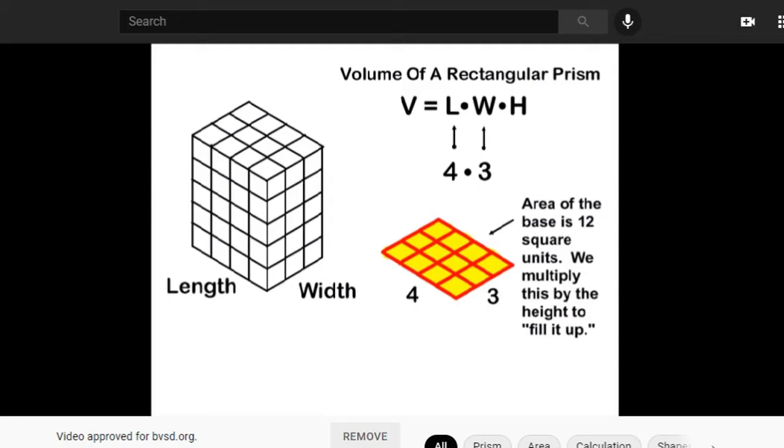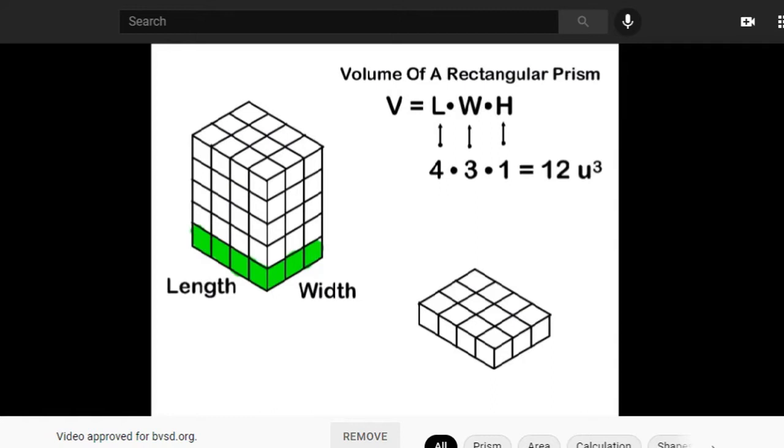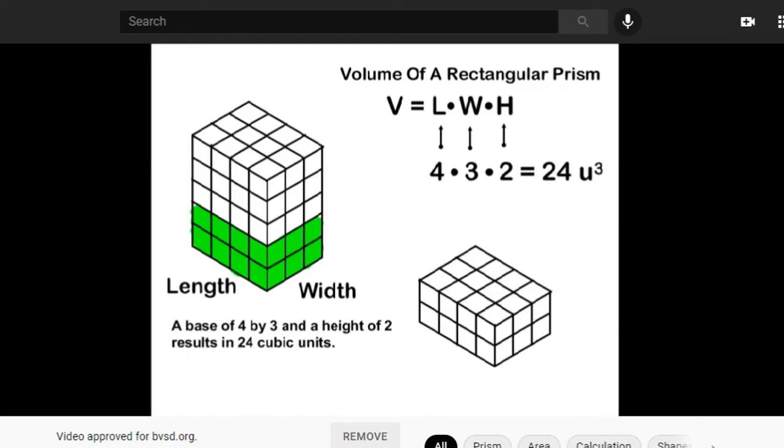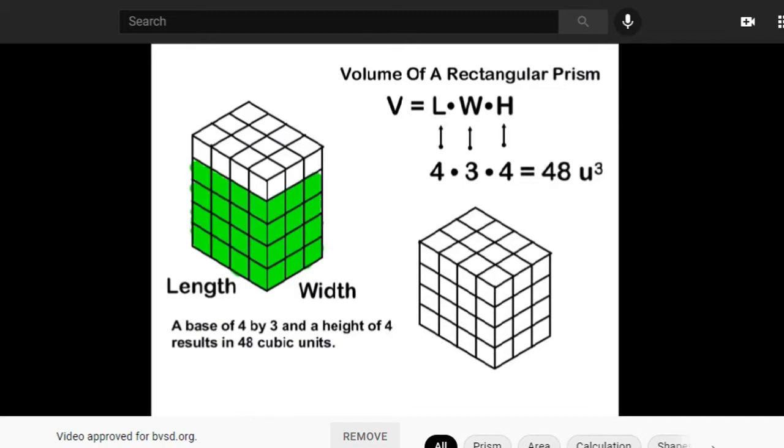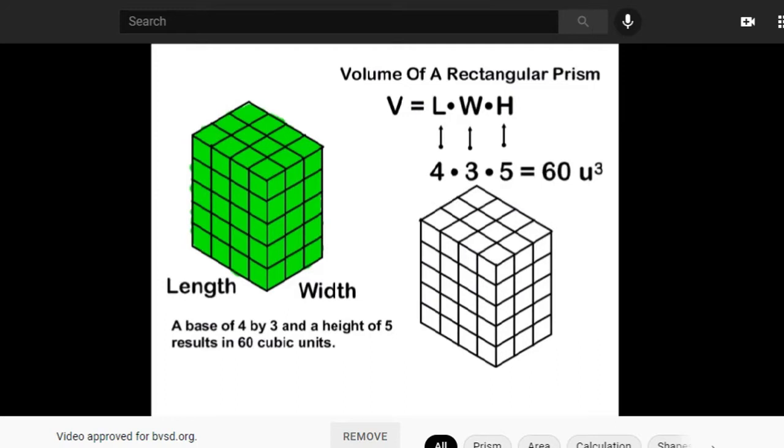If we multiply the area of the base, which is 12, by a height of 1, that would give us 12 cubic units, which would be how many cubes it would take to make one level of our rectangular prism. Adding 2 levels of 12, we would get a total of 24 cubic units. 3 levels of 12 would give us 36. 4 levels of 12 give us 48 cubic units. And of course, 5 levels of 12 would give us 60 cubic units.